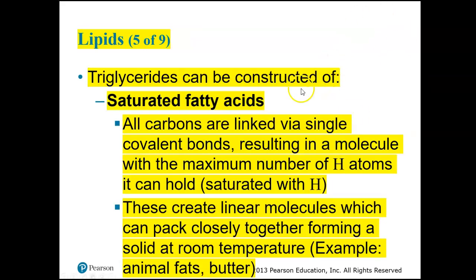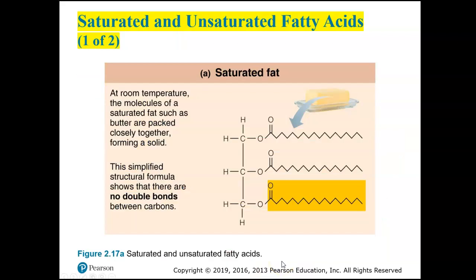Triglycerides can be constructed of saturated fatty acids or unsaturated fatty acids. In saturated fatty acids, you only have single bonds between the carbon atoms, and they're going to be solid at room temperature and typically from animal sources. So butter, animal fats, these are examples of saturated fats. There are no double bonds between the carbon atoms.